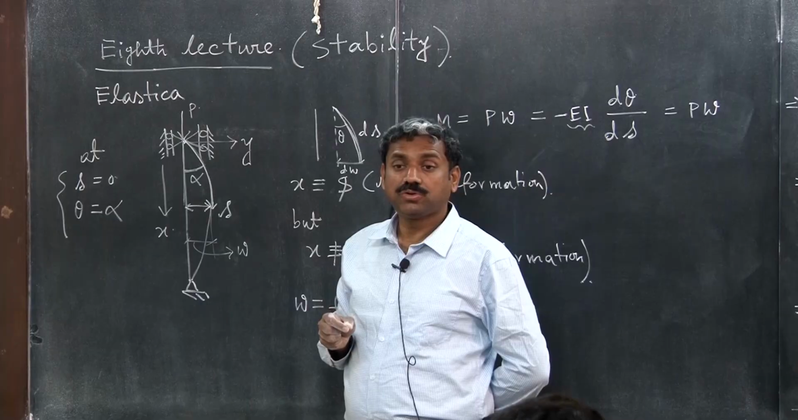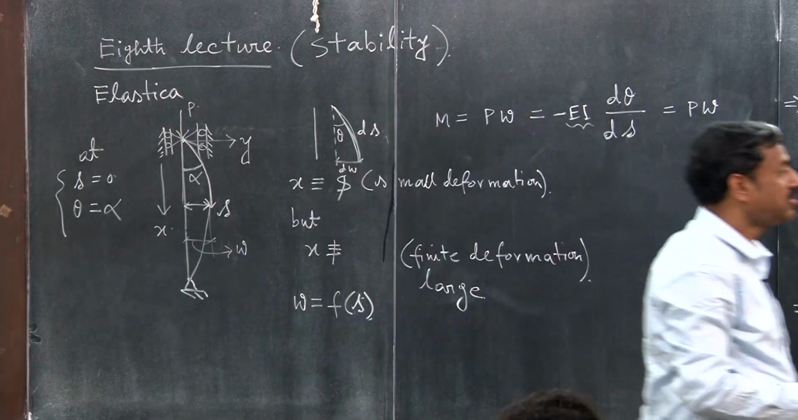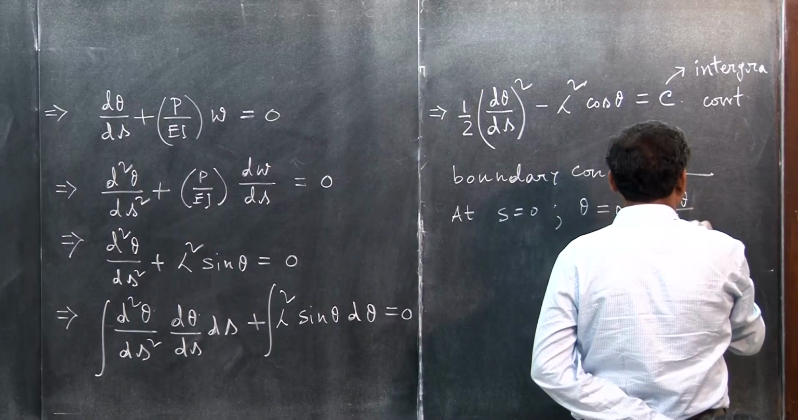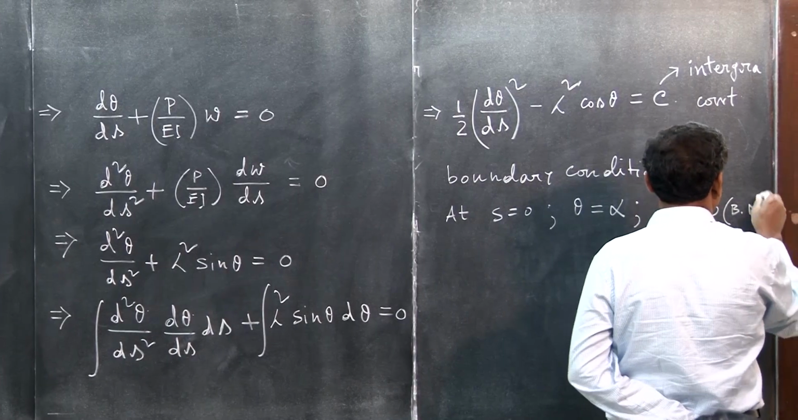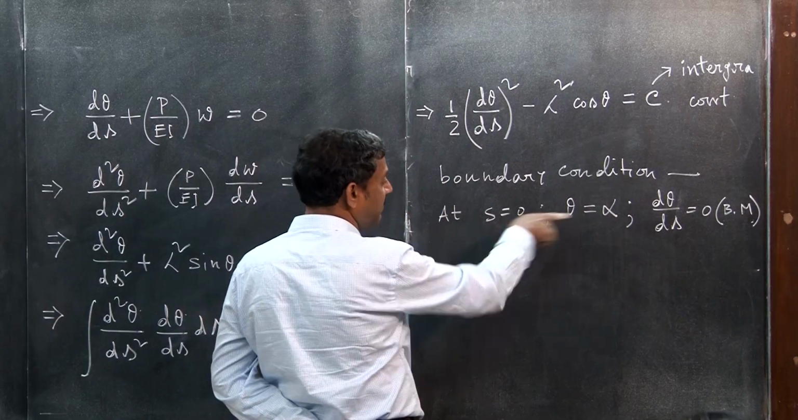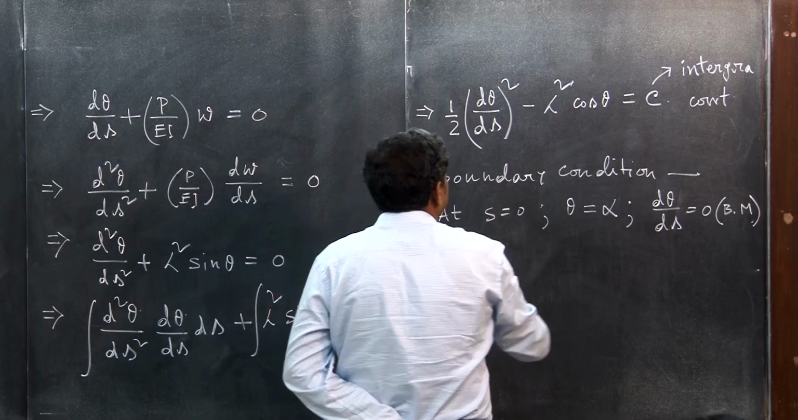At s equal to 0, the bending moment is also 0, right? So what is bending moment? Bending moment is nothing but d theta ds equal to 0. So here d theta ds is 0. Why? Because the bending moment is 0. Here you write bending moment 0. So if that is so, then enforce this condition here.